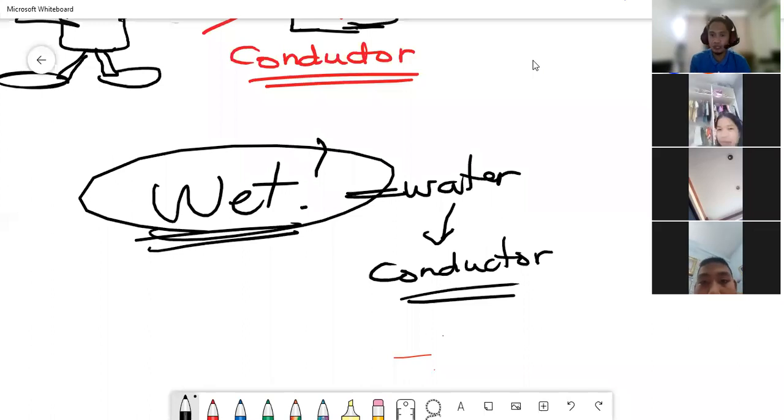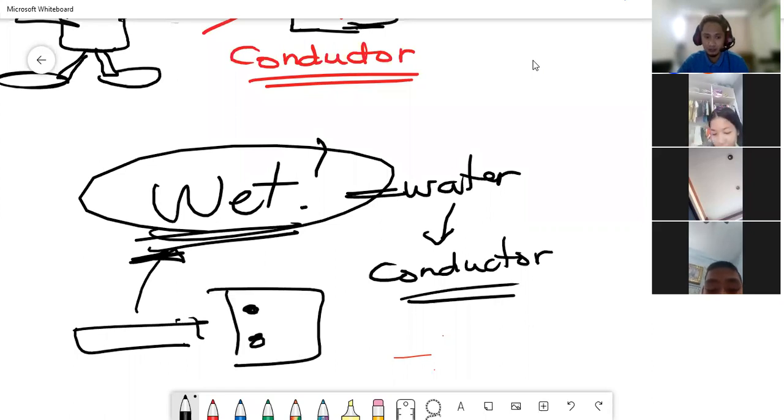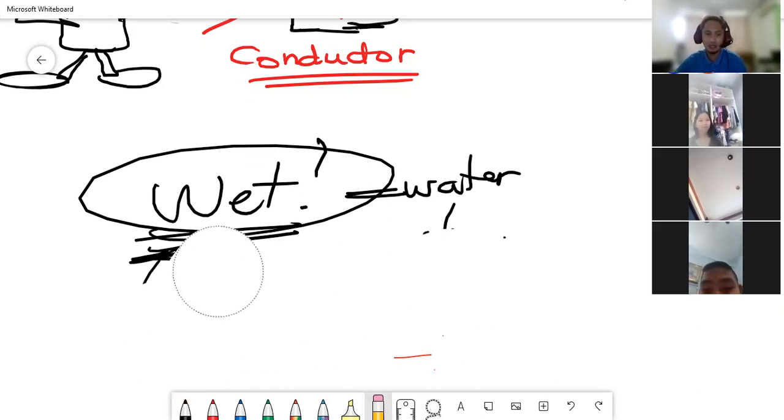Do not do this one at home. For example, you are playing with the plastic and you don't know the plastic is wet. Then you put it in the socket. This one here, you put it here. And then what will happen to you? Die. Yeah, so please do not do this one at home.